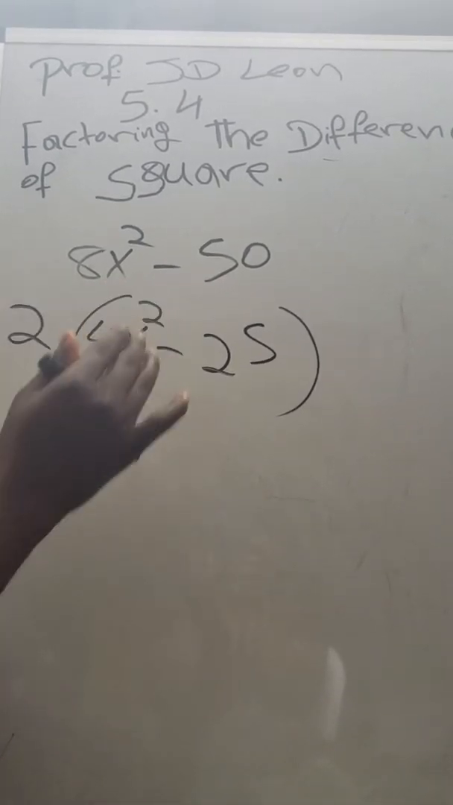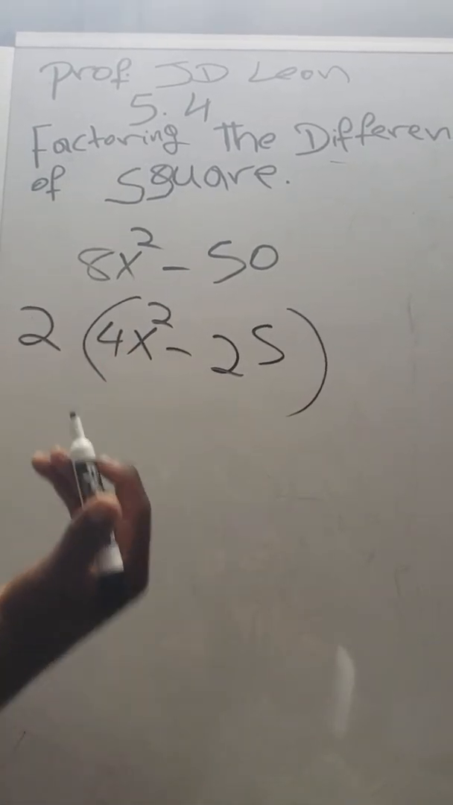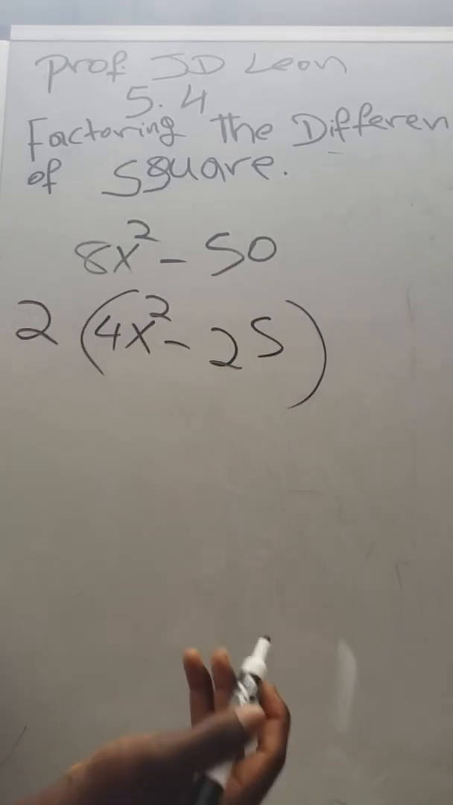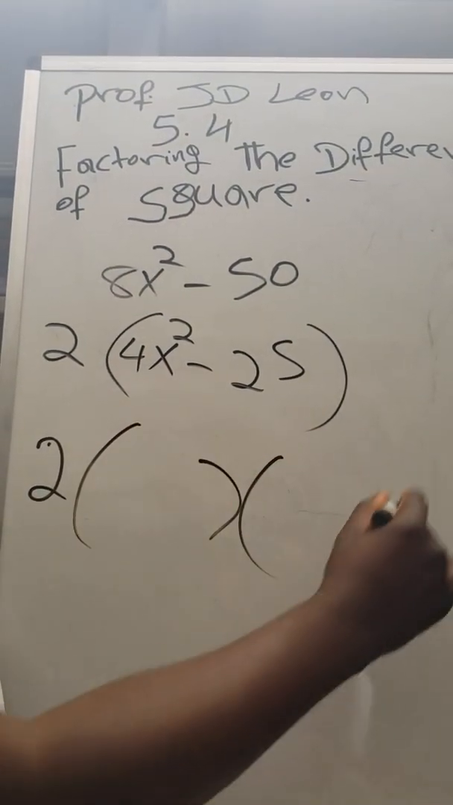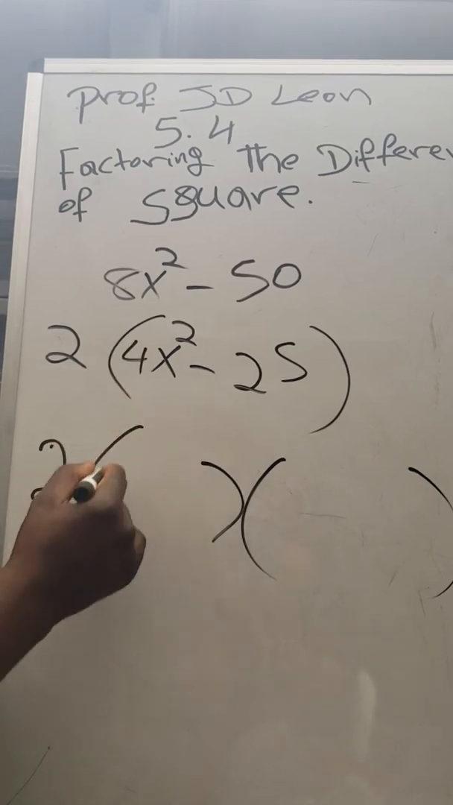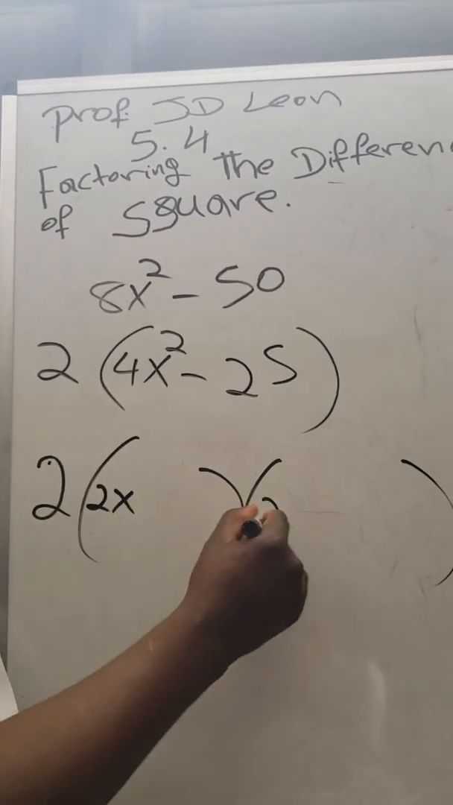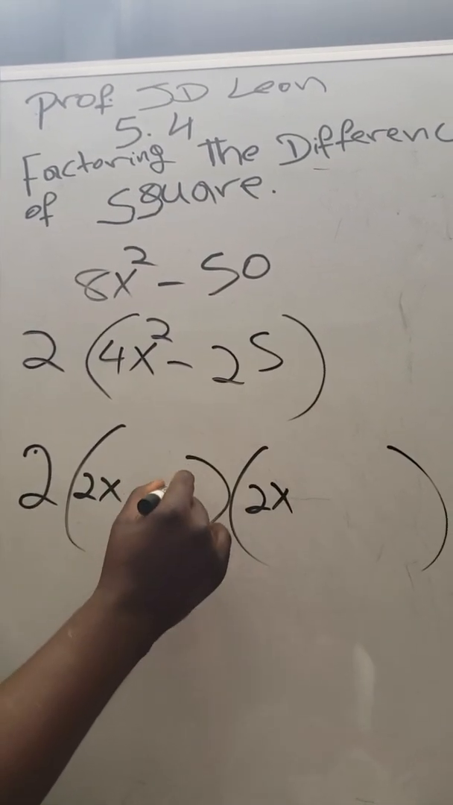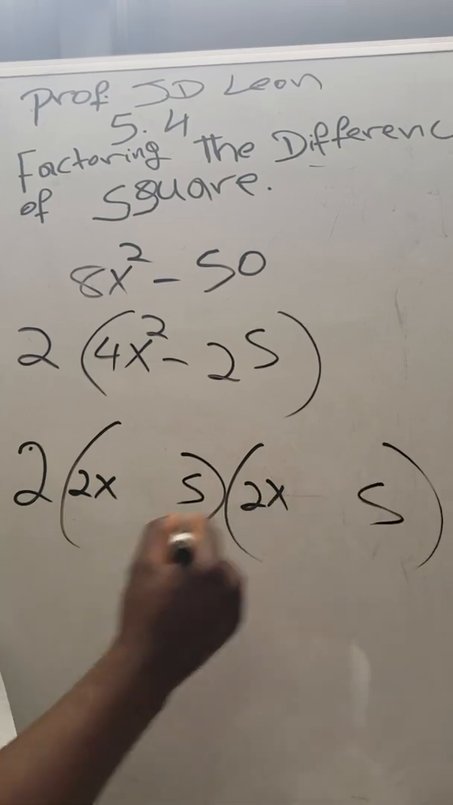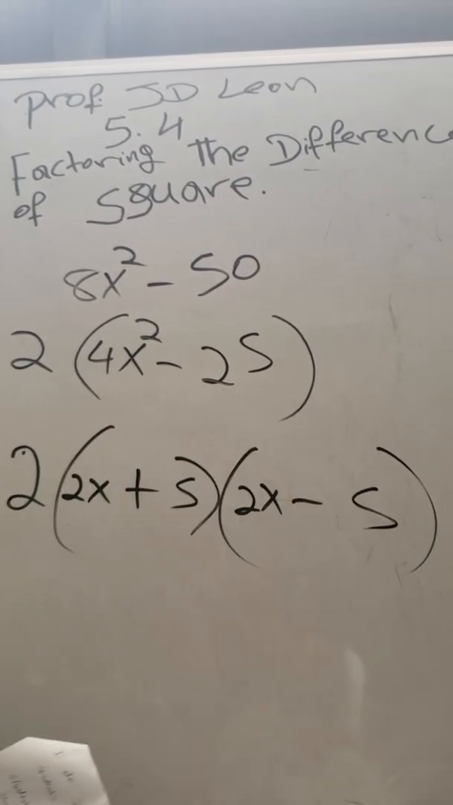This is definitely a difference of squares, because 4 is a perfect square, x squared is a perfect square, 25 is another perfect square. So you bring down your GCF, and then you create your 2 parentheses. The square root of 4 is 2, the square root of x squared is just x, so 2x, and you put that in both. And then the square root of 25 is 5, so you put the 5 in each, and as far as the sign, again, plus and minus, okay? And you're done. Okay, thank you.